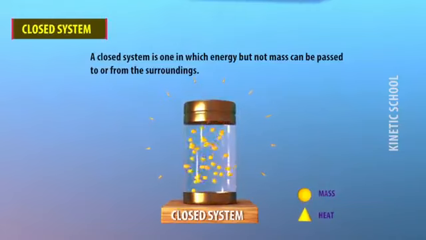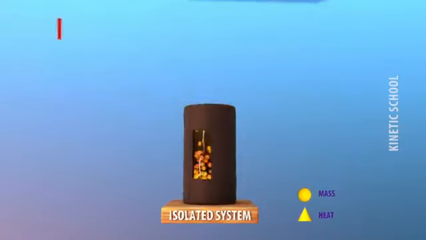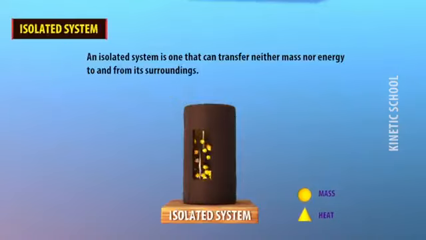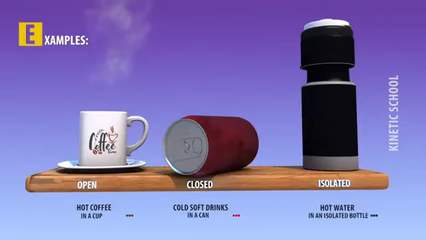Closed system. A closed system is one in which energy, but not mass, can be passed to or from the surroundings. Isolated system. An isolated system is one that can transfer neither mass nor energy to and from its surroundings. Here are some examples of these three systems.